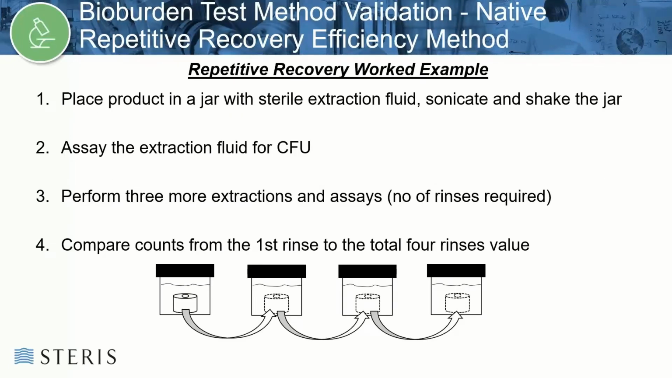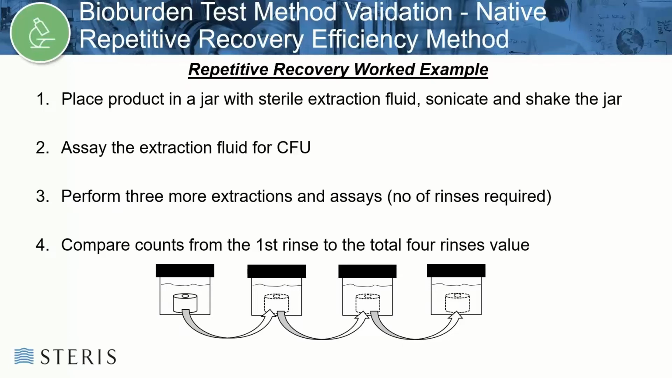So again, we can look at a working example for this method. Here, the product's own natural bioburden contamination is used. There are no artificial spikes required. The first step is to immerse the product in the extraction fluid and complete the extraction process. Again, in this example, sonication followed by shaking was used. The extraction fluid is then assayed by filtration or pour plating to determine the number of CFU present in the fluid. This is referred to as the first rinse.